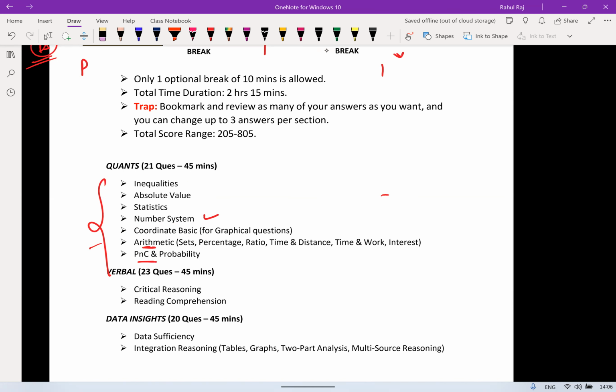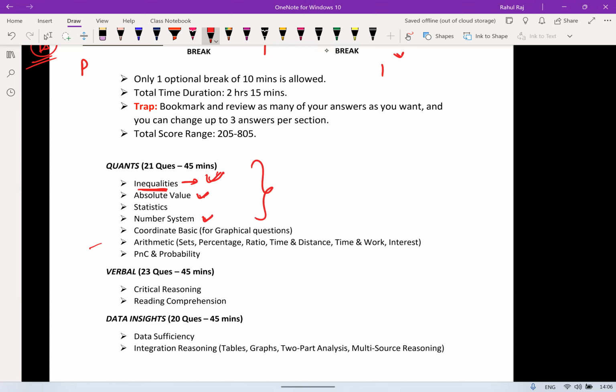We'll be starting our first class with inequalities. It is supposed to be one of the trickiest chapters of the quant section. This is what we are going to start today. The reason I'm starting with inequality, guys, is because if you're good with inequalities, your absolute value chapter would be taken care of. If you're good with inequalities and absolute value, your number system chapter can be taken care of.